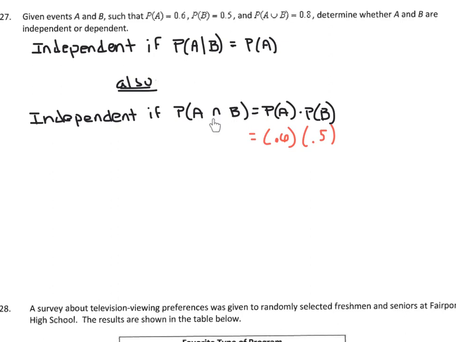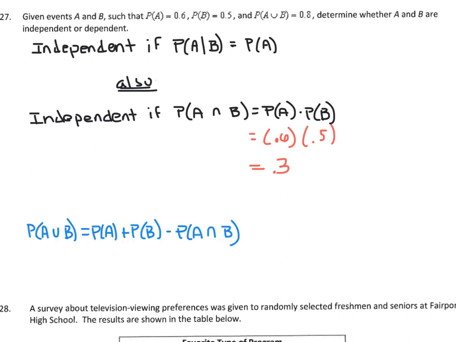This symbol means and. They give us the or, but they don't give us the and. So we're going to have to find the and. We know this side of the equation, 0.6 times 0.5, is equal to 0.30 or 0.3. So if we get the and to also be equal to 0.3, then this formula checks out. You can use the or formula, or you can make a Venn diagram, whichever way you prefer. Let me do the or formula first.